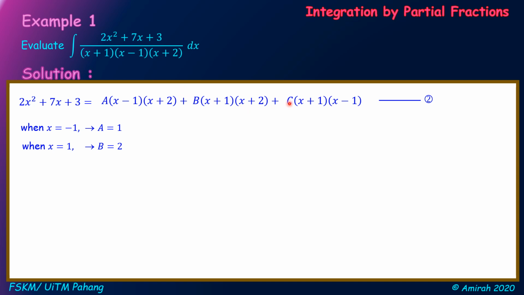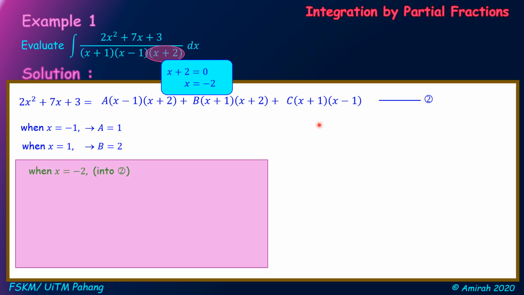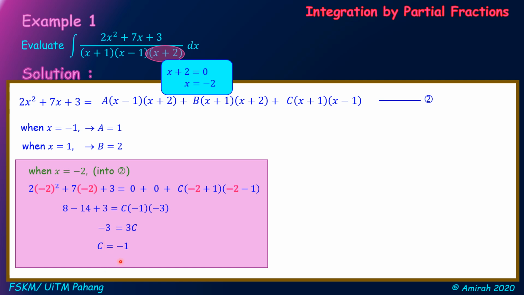Okay, so now we want to find the third constant, which is c. To find the third constant, we need to equate the third factor in the denominator to 0. So we equate x plus 2 equals 0, we get x equals negative 2. Then we substitute x equals negative 2 into equation 2 here. So we get this. The term containing factor x plus 2 will equal 0. Then we can find the value of c. So after we simplify, we get c equals negative 1.